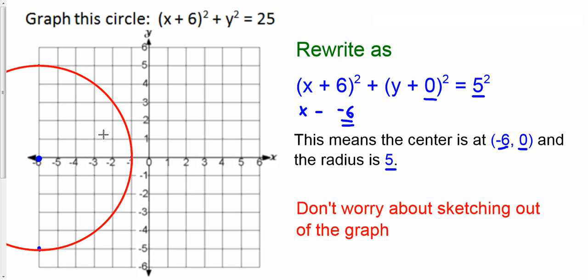Now don't worry too much about sketching in and going a little bit off the graph like this. Just kind of graph this semicircle part of it. I know it goes off your graph on the notes. That is fine. Just make sure you get at least as much of it as you can when you graph it. But this would be how you would graph it. You put it into this form, find the center, find the radius, and plot a couple points, and connect them in a circle.